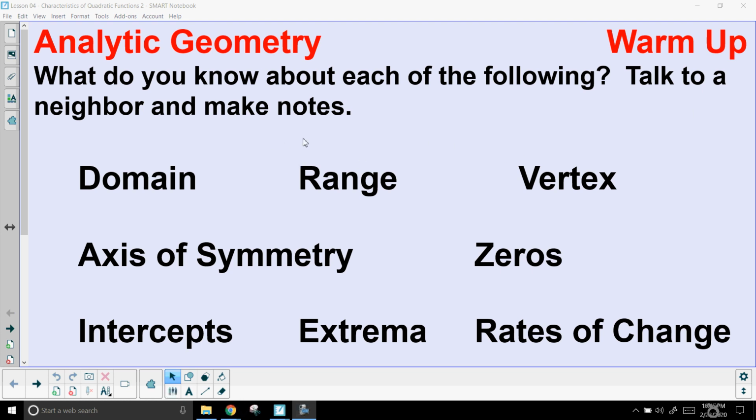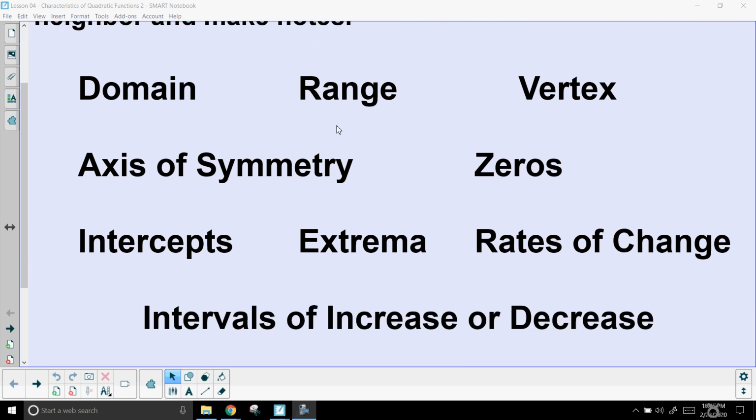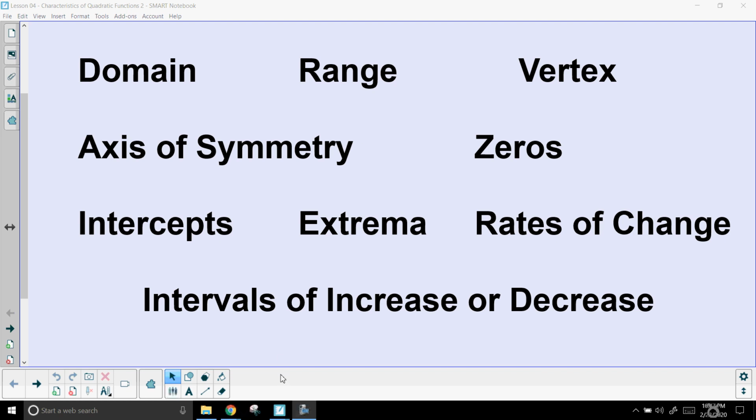Hey guys, we're going to do characteristics of quadratics. Again, these words you should have in your vocabulary. So just a real quick recap. Let me get my pen ready. Again, domain, x values, range, y values.